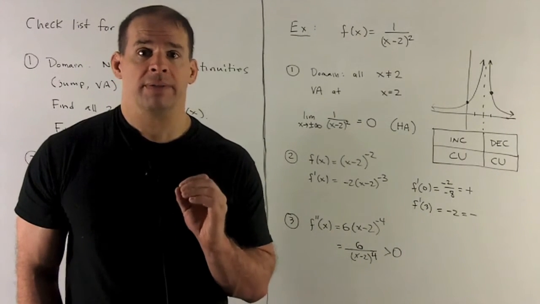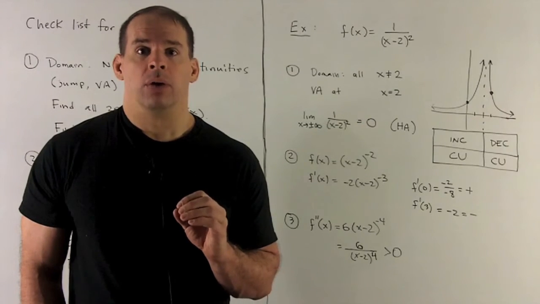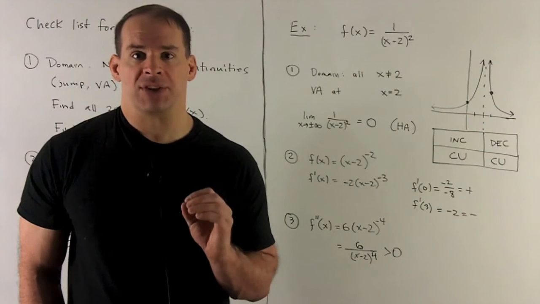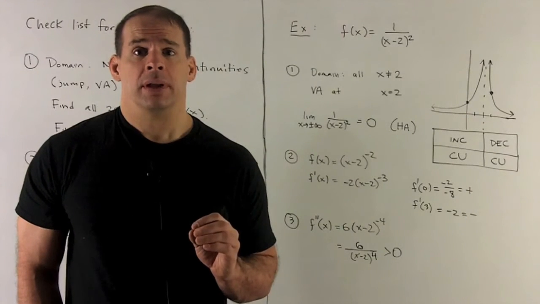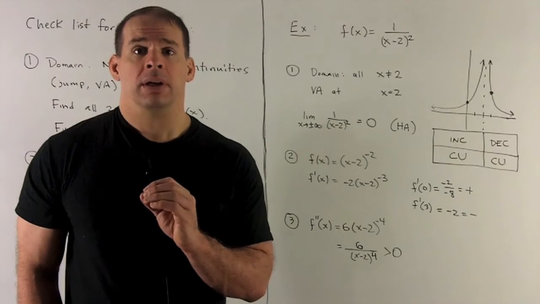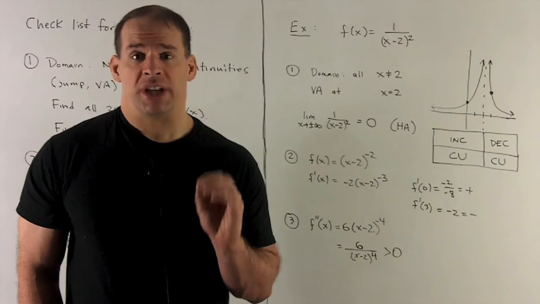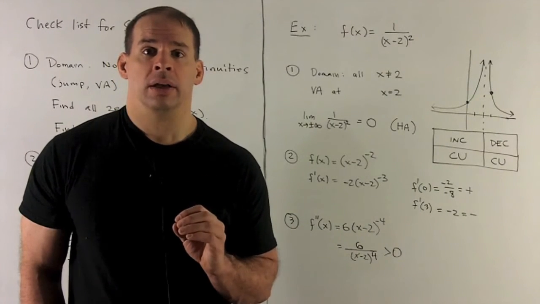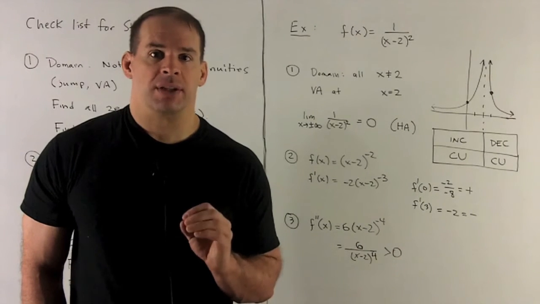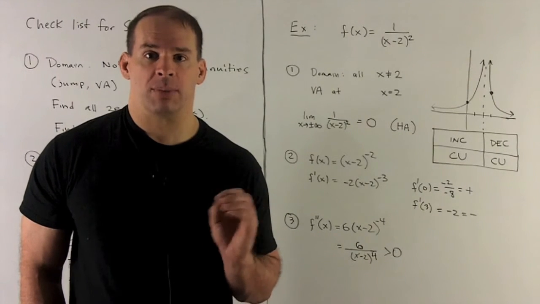Compute our first derivative. So in this case, what do we do? We rewrite the function as x minus 2 to the minus 2. Bring the minus 2 down. Subtract 1 off the exponent. Leave the inside alone. Chain rule says you multiply by the derivative of the inside. So that's just going to be a 1. So our first derivative is just minus 2 over x minus 2 cubed.